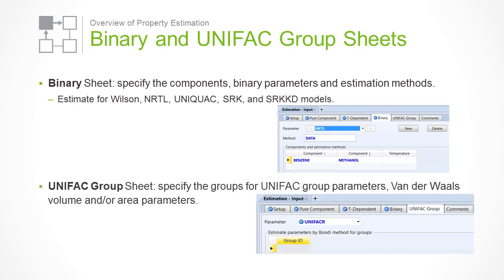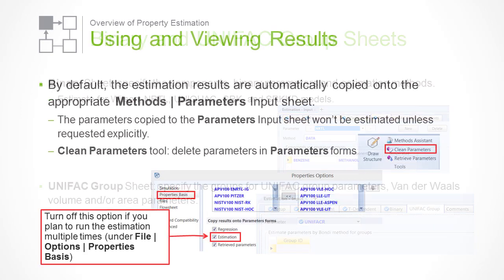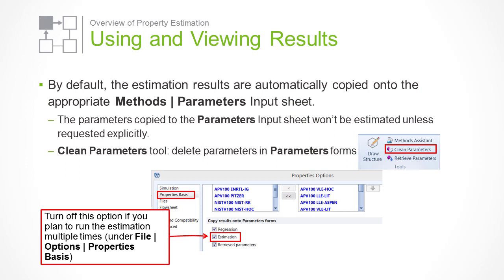The UNIFAC group sheet is used to specify the groups for which you want UNIFAC group parameters, van der Waals volume, and/or area parameters estimated. Since UNIFAC group parameters for all system UNIFAC groups are built into the PCES, you do not need to estimate them. However, if you define new UNIFAC groups using the Components UNIFAC Groups form, you can use this sheet to estimate their group parameters. After estimation is completed, the results can be viewed on the Estimation Results form.